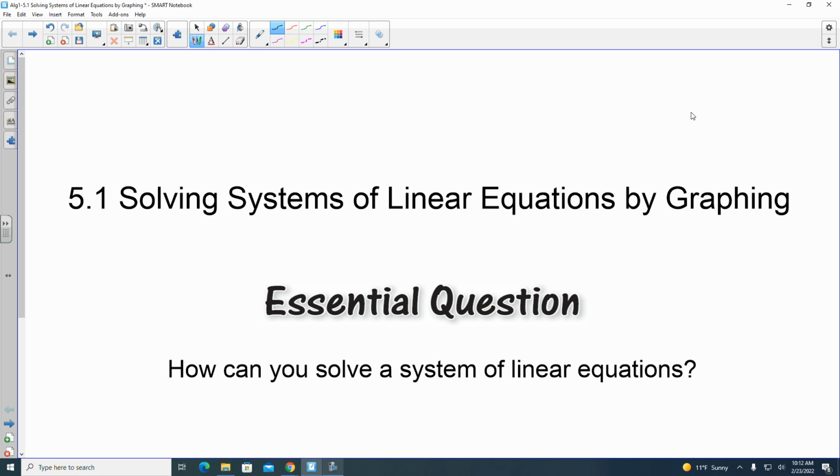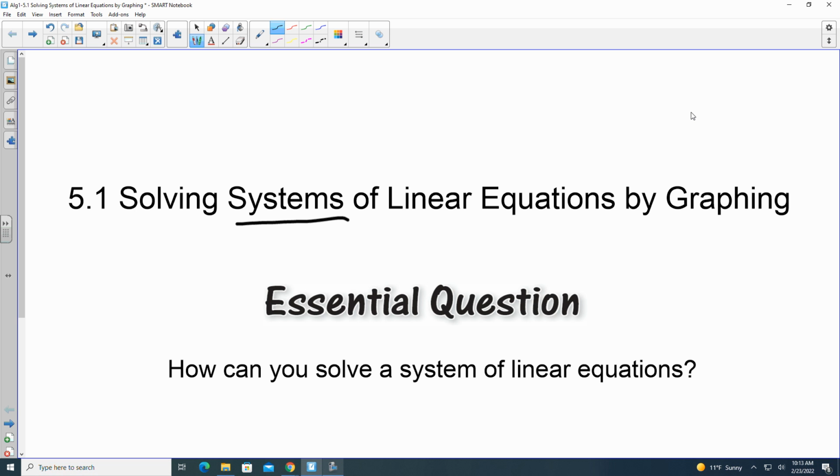In this lesson, we're looking at section 5.1, where we're going to be solving systems of linear equations by graphing. There are three different ways that we can solve for a system. Now, a system is when we have two separate equations and we attempt to find, if there is any, the point of intersection from the equations. We can do it by graphing, or we can do it algebraically.